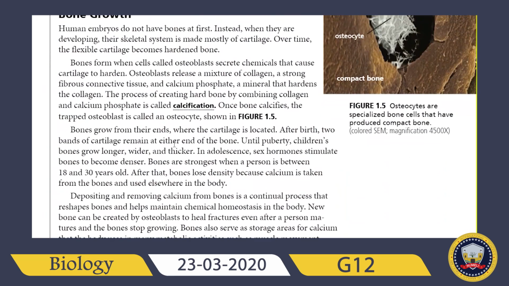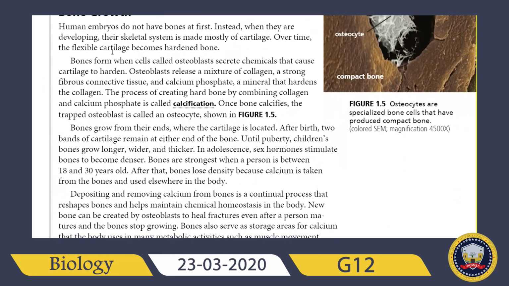Now, regarding the bone growth, human embryos do not have bones at first. Of course, they have only cartilage. The cartilage over time becomes hardened bones. So bones form when cells called osteoblasts, okay? Cells called osteoblasts. I need you to remember these names correctly, guys. Osteoblasts secrete chemicals that cause cartilage to harden.